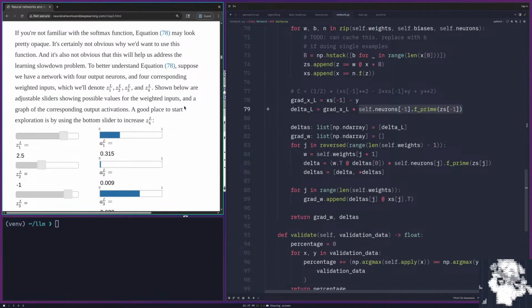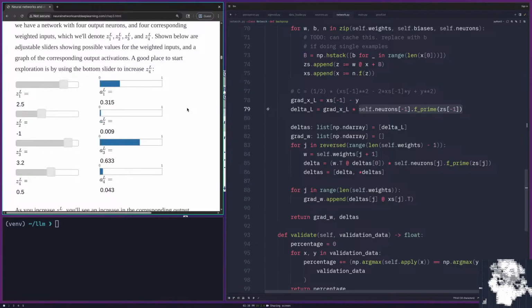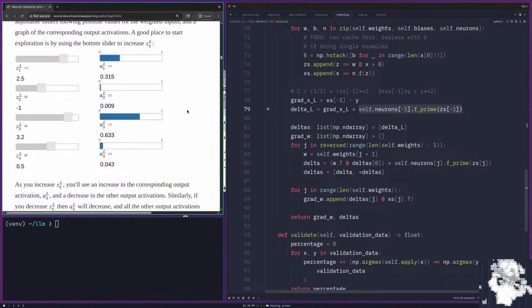Shown below are adjustable sliders showing possible values for the weighted inputs and a graph of the corresponding output activations. A good place to start exploring is by using the bottom slider to increase Z4. This is the Softmax.